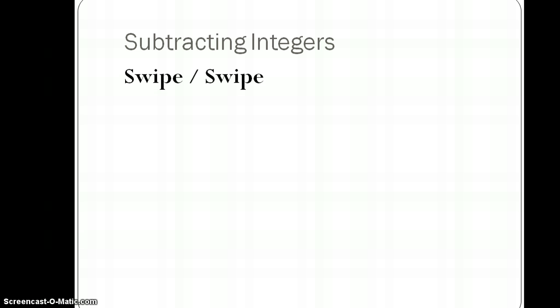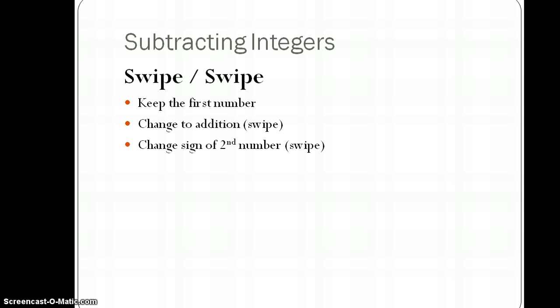So it's like a swipe, swipe. Keep the first number, change the additional swipe. So you're changing two numbers. Follow the rules for adding integers like you normally would.